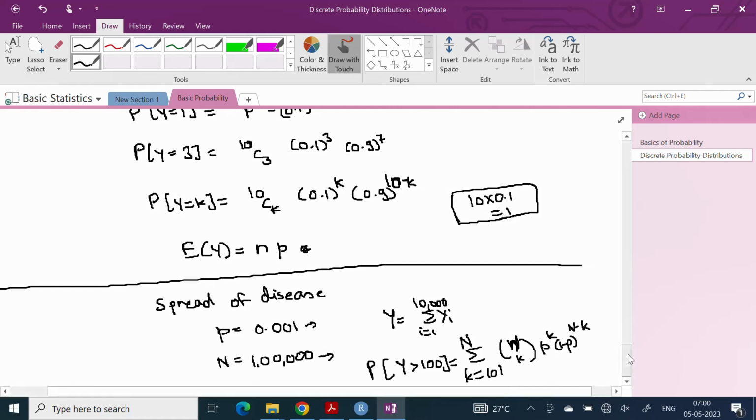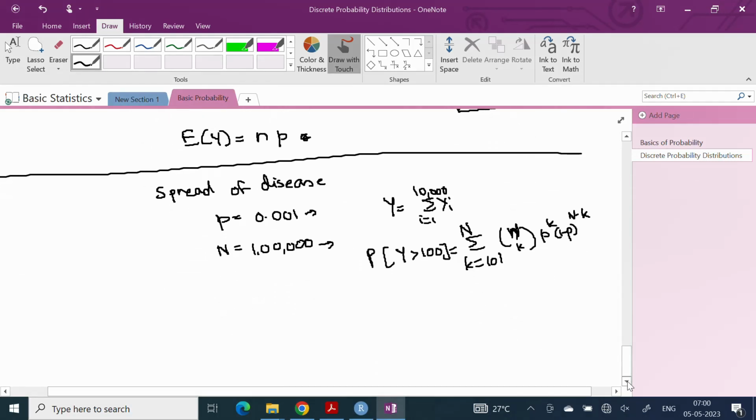And what will be the expected number of people who get the disease? That would be this 1 lakh into 0.001. That is the expected number of people who will get the disease. Is it okay? So this is all about binomial distribution.